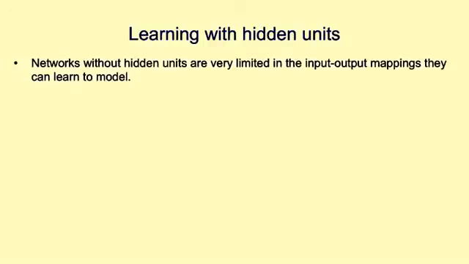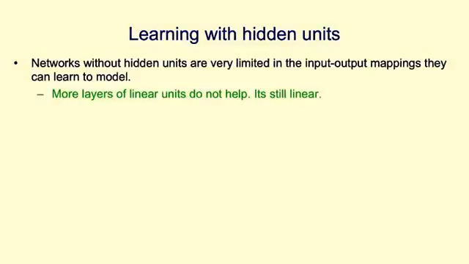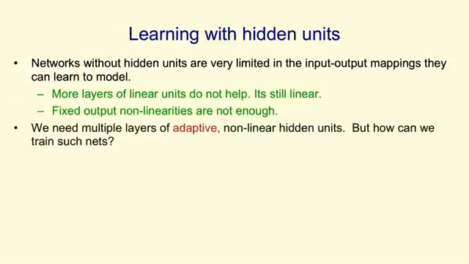So networks without hidden units are very limited in what they can learn to model. If we have more layers of linear units, it doesn't help because everything's linear. We can make them much more powerful by putting in hand-coded hidden units, but they're not really hidden units because we hand-coded them. We told them what to do. It's not enough just to have fixed output nonlinearities. What we need is multiple layers of adaptive, nonlinear hidden units. And the problem is, how can we train such nets?